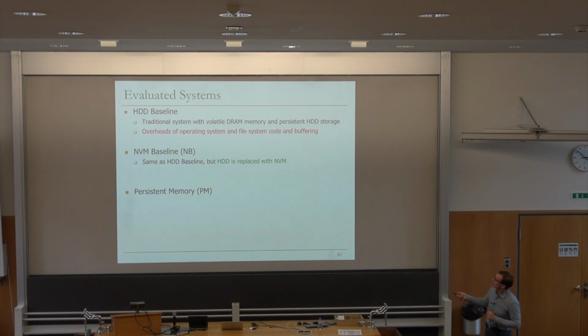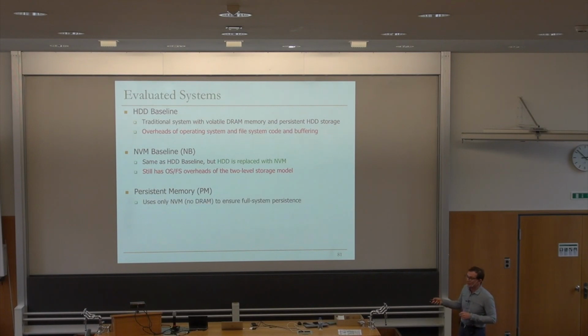Oh wait, sorry. This does have DRAM. Basically, you replace the hard disk with a non-volatile memory, and we still have the DRAM over here. Okay, keep that in mind. So basically here, the difference is you replace the hard disk with phase change memory. You can think of it that way. And you still have operating system and file system overheads of the 2-level storage model.